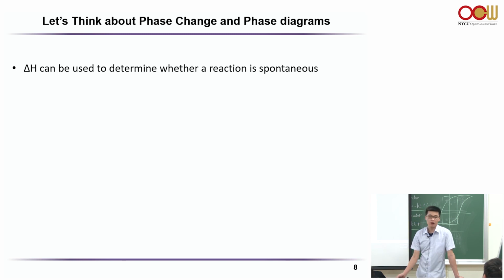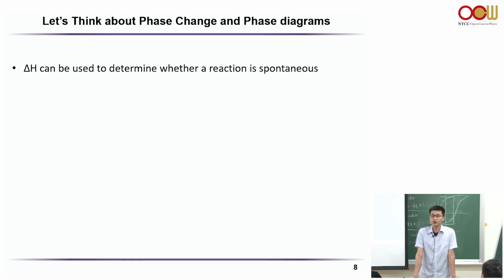Okay, so let's think about phase change. So usually when we have a cup of ice water, the water contains ice cubes. When we calculate the heat capacity, we have to separate these two terms out, right? How much heat can be absorbed by water and how much heat can be absorbed by ice cubes? There are two different values, right? Why? Have you ever thought about why?